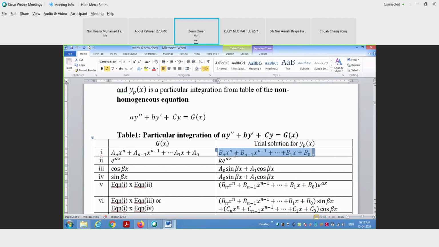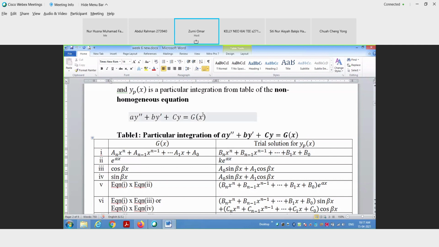And then if g(x) is in the exponential form, a to the power of alpha x, in this form, then your trial solution for yp is in this form: k, some constant, times e to the power of alpha x.